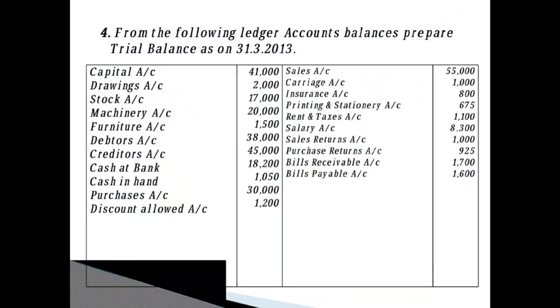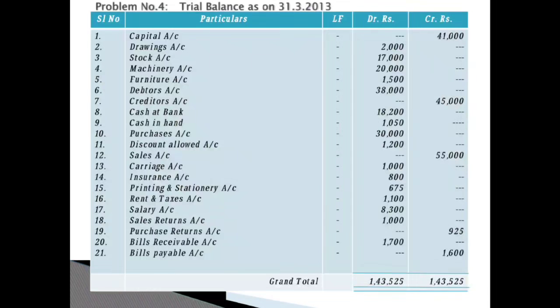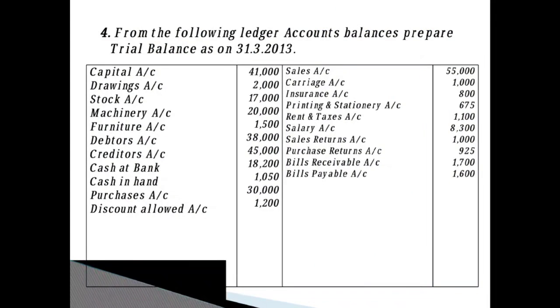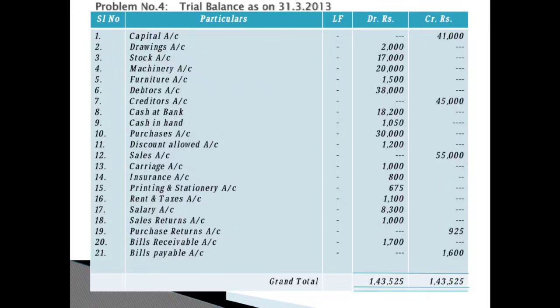The next you have bills receivable account. Bills receivable is an asset. An asset shows us a debit balance, so we are going to record it in a debit column. The 20th, bills receivable account, 1,700, in a debit column. The next you have the 21st, bills payable account, 1,600, the last one. It is a liability which shows us a credit balance. The 21st, bills payable account, credit balance, we are going to record 1,600.